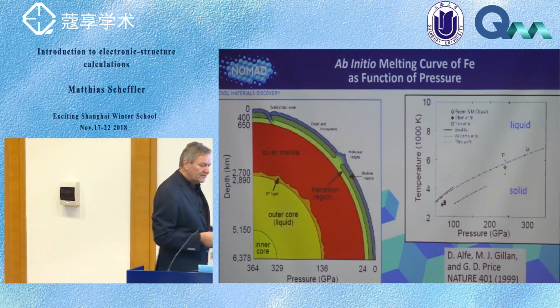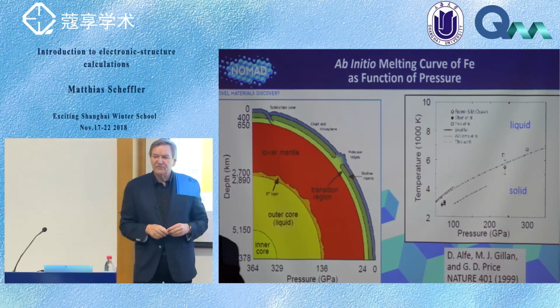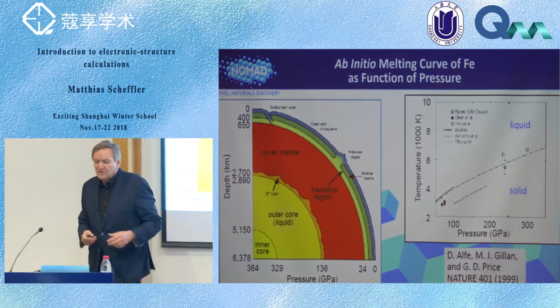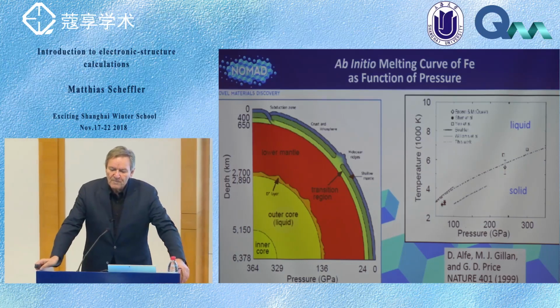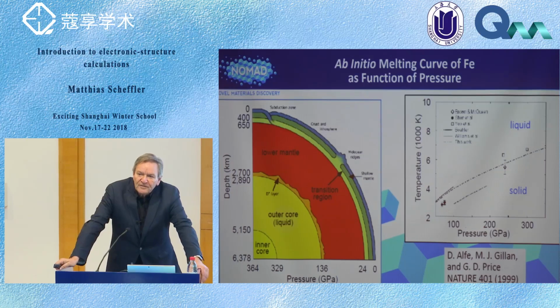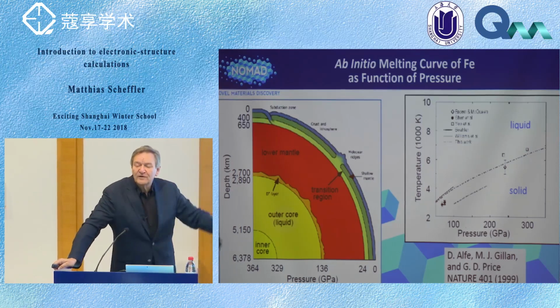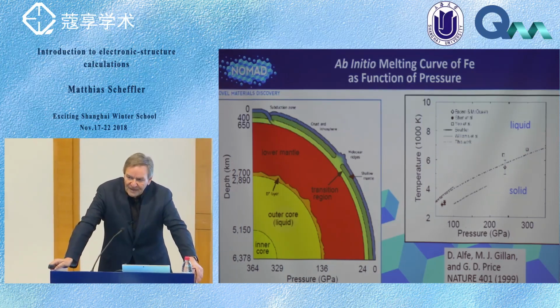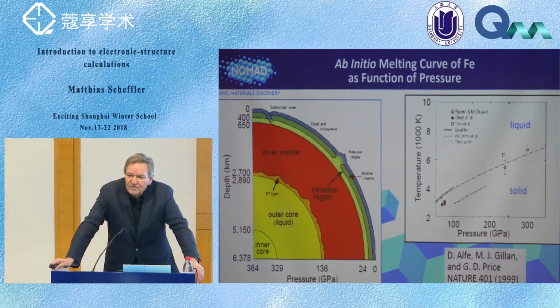Let me give you one example, which I think is one of the nicest examples I know, which is the ab initio melting curve of iron. It shows you that you have a tool with density functional theory, and if you're clever, you can use it for something which before this work I would not have dreamed of. Namely, you can use density functional theory as a thermometer. You can determine the temperature at the middle of the Earth by density functional theory.